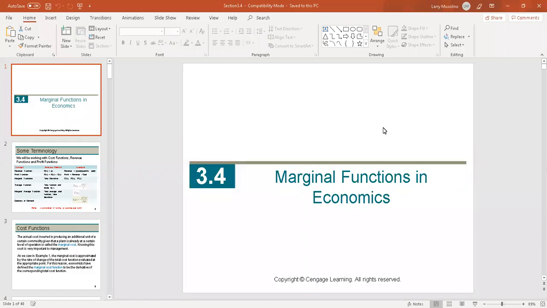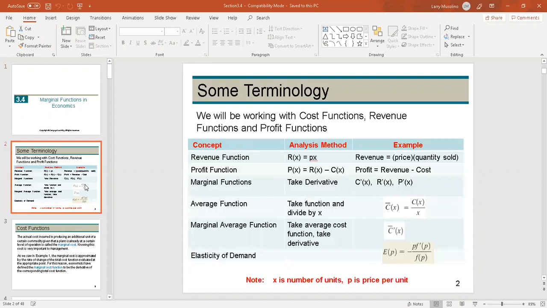I'm recording a video for Section 3.4, and this section looks at applications of the derivative mostly in economics. So in the business field, derivative is used very frequently to analyze economic scenarios. Here's a summary slide that'll be useful to list out some of the terminology we'll be using.